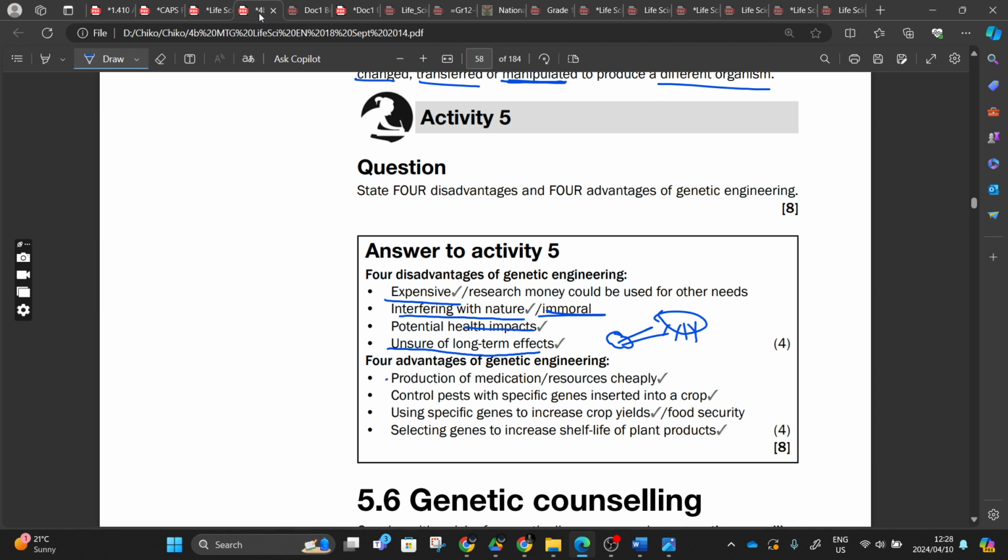And then advantages, they said they can produce medication, we were right. And then they can control pests, and then using specific genes to increase crop yield, right? Or food security. This can be crop yields. When it increases, it means that we have more food, or whatever we are producing, we have more, right? And then you can select genes to increase the shelf life of a plant. So these products that are produced under genetic modification, they have a long shelf life, right? So one, they are not easily affected by diseases. Two, they are not easily affected. You understand?